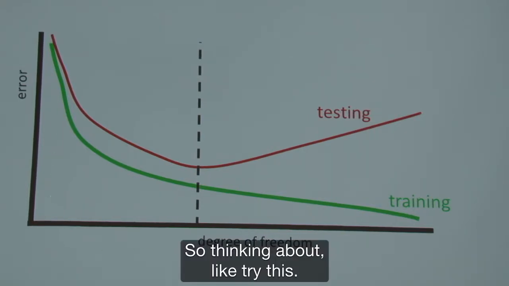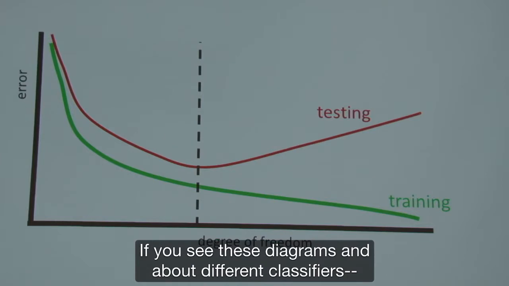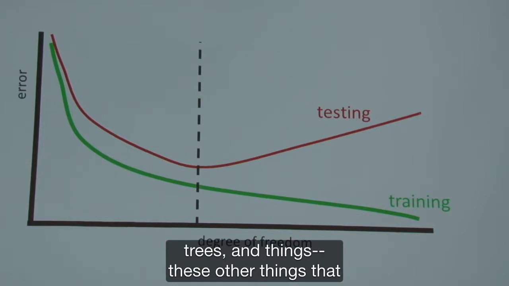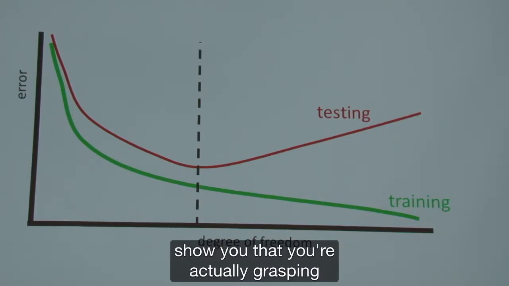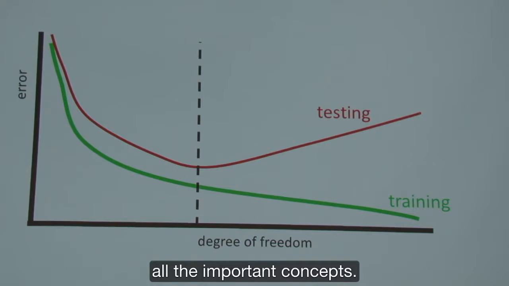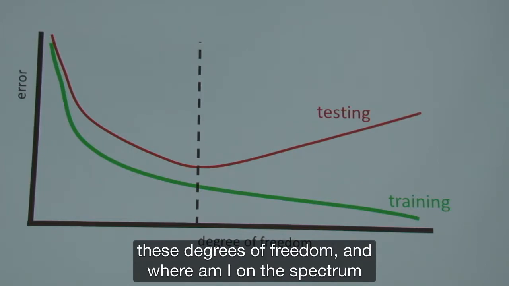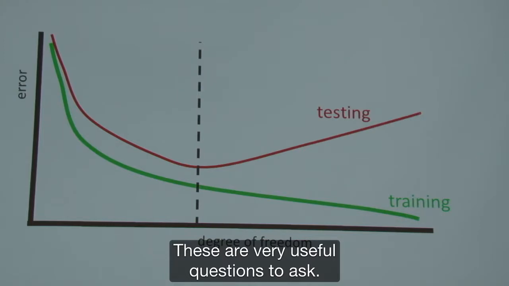Try this with these diagrams and different classifiers. We're also going to talk about random forests and decision trees. These are the things that show you that you're actually grasping all the important concepts: if you can think about which parameter influences these degrees of freedom and where you are on the spectrum right now. These are very useful questions to ask.